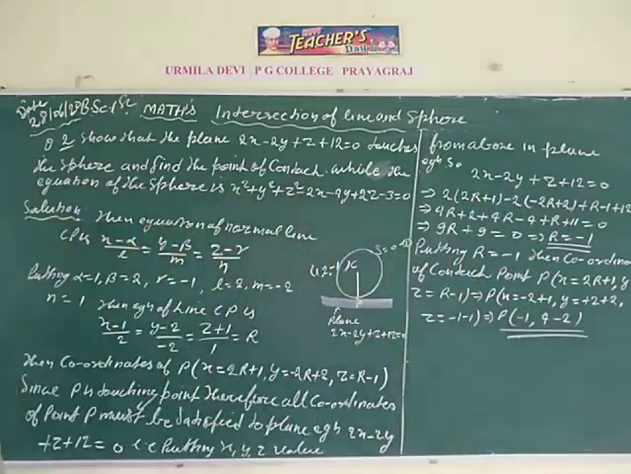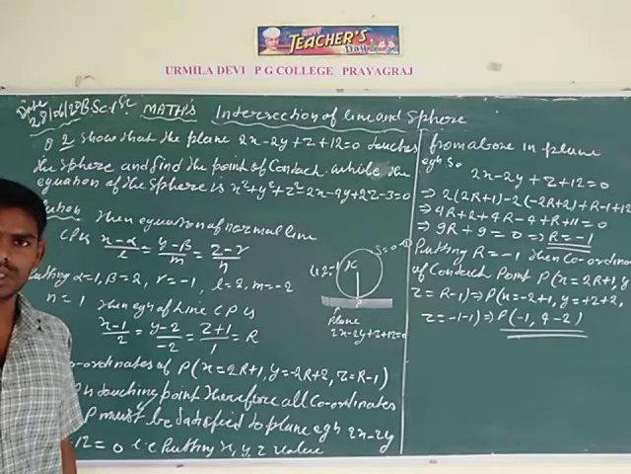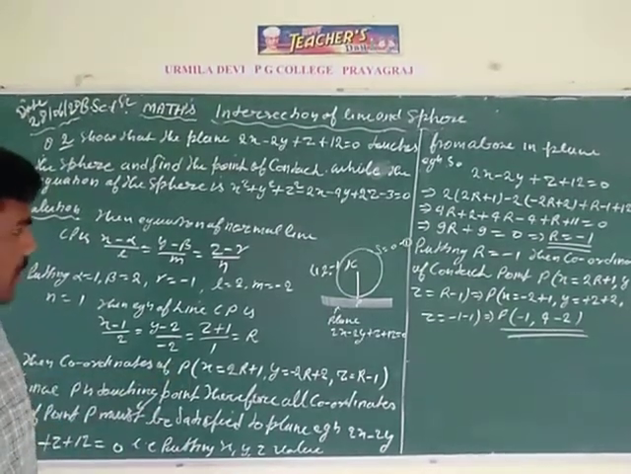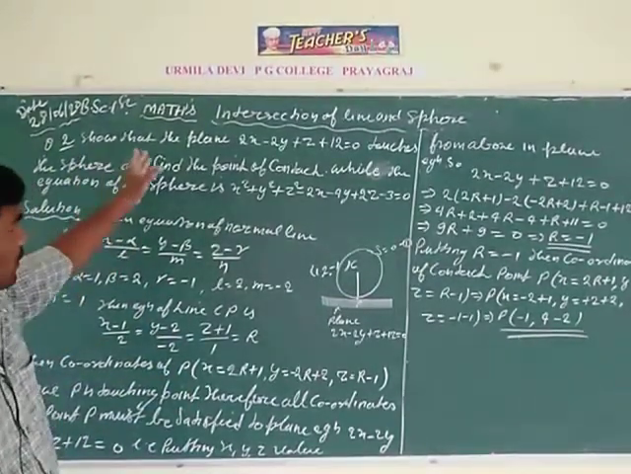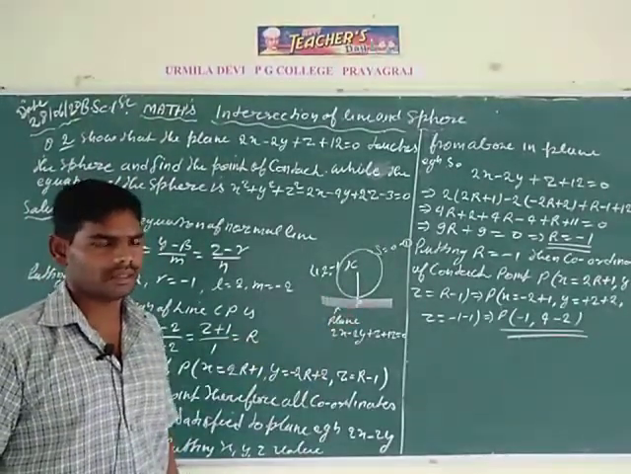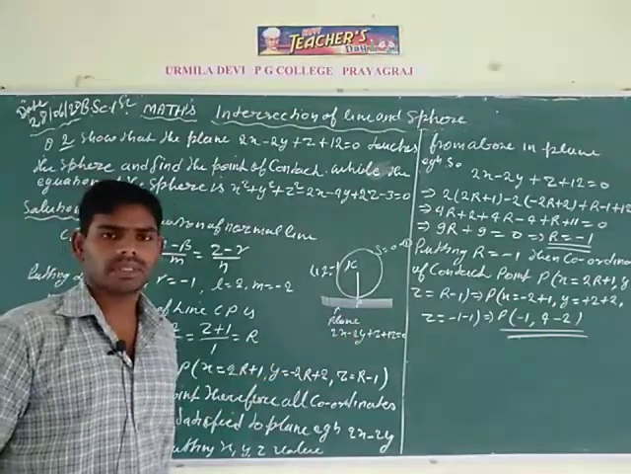So the contact point capital P, whose coordinates are (-1, 4, -2), is clear. Therefore, the second part of the question. In the first part, we showed that the plane touches the sphere, and in the second part, we have to find the coordinates of the contact point.